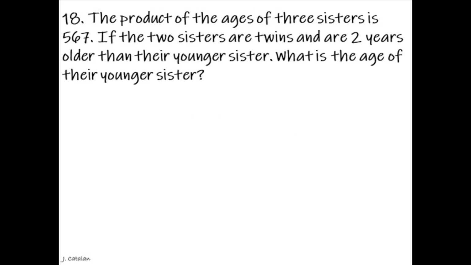The product of the ages of 3 sisters is 567. If the 2 sisters are twins and are 2 years older than their younger sister, what is the age of their younger sister? As we all know, the product is the result of multiplication.